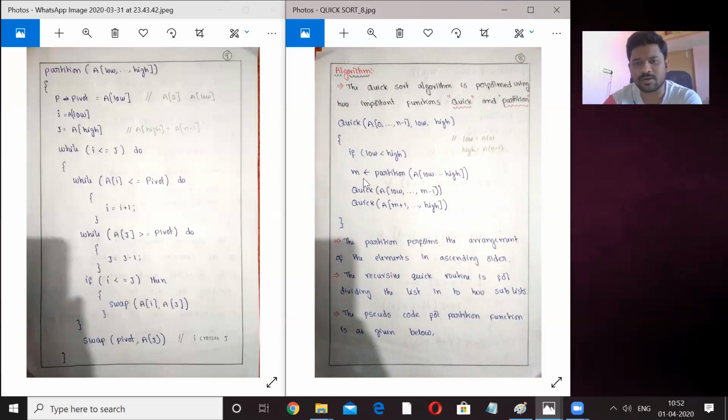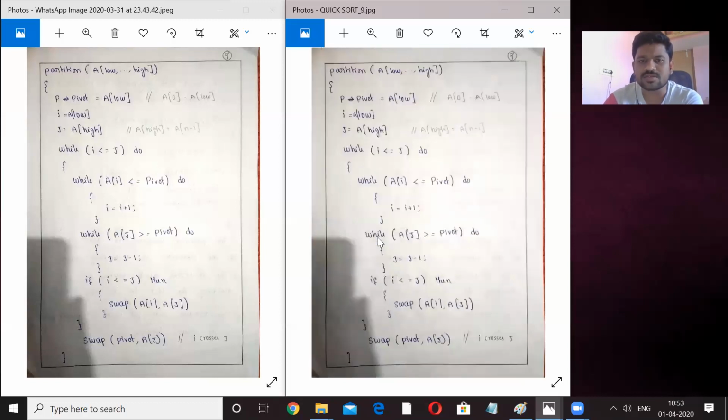m is the position where the partition, that is the pivot element, is going to be placed, and then after partitioning the elements, I need to use quick sort. For the first half, I need to call the quick sort function, and for the second half as well. The first half will start from low to m minus 1 and the second half will start from m plus 1 to high. Clear? Then this is the partition algorithm. I think you have understood it.